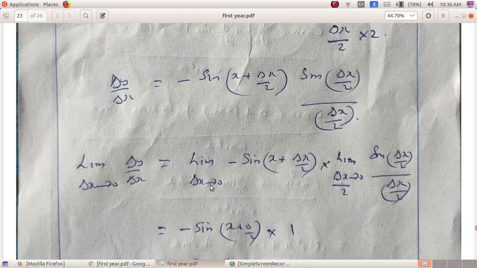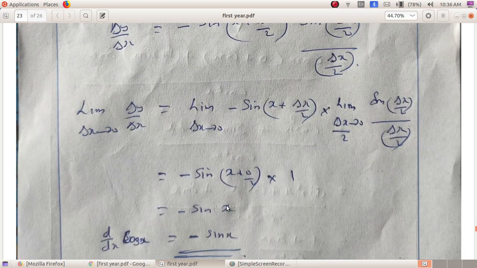Limit delta x tends to 0 minus sine x plus delta x by 2 into limit delta x tends to 0. And if you take 2 as denominator, then nothing happens here, because when delta x tends to 0, delta x by 2 is also tending to 0. So there is nothing happening here by taking 2 as the denominator. Then this will be 1, and applying limit on this term, that is delta x tends to 0, minus sine x plus 0 by 2 into 1, so minus sine x. That is the derivative of cos x: minus sine x.